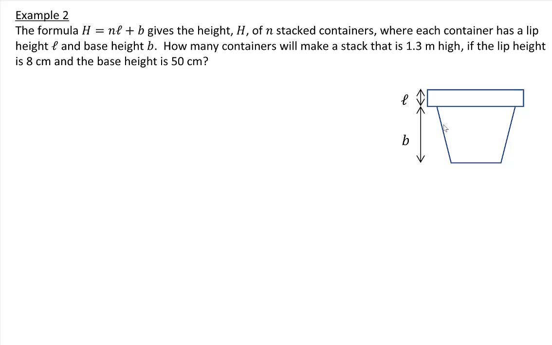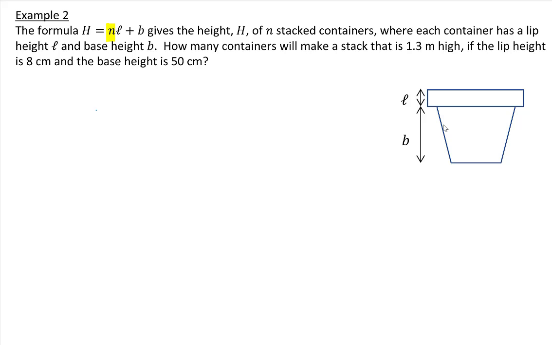Example 2. The formula capital H equals NL plus B gives the height of N stacked containers, where each container has a lip height of L and a base height B. How many containers will make a stack that is 1.3 meters high if the lip height is 8 and the base height is 50? So we want to find the number of containers N, so we need to isolate for that variable N first.